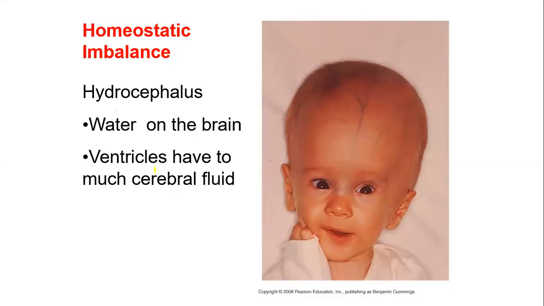A homeostatic imbalance is hydrocephalus, also called water in the brain. The ventricles have too much cerebrospinal fluid, and that fluid is not coming out. As you can see, this baby has a bigger head, the veins are a little bit protruding, and the head looks bigger than its age. It means there is a lot of accumulation in the head. When the fluid is not getting out of the cavities, it accumulates in the brain, causing hydrocephalus.